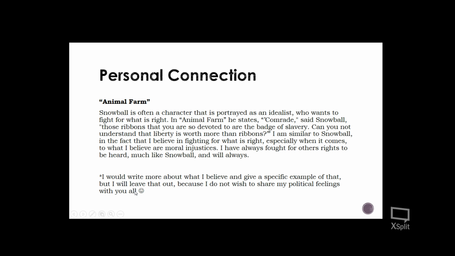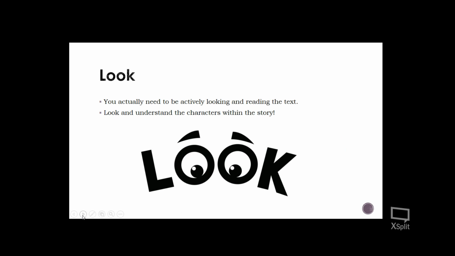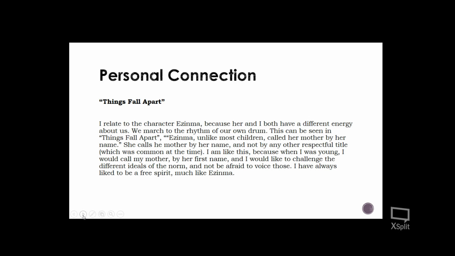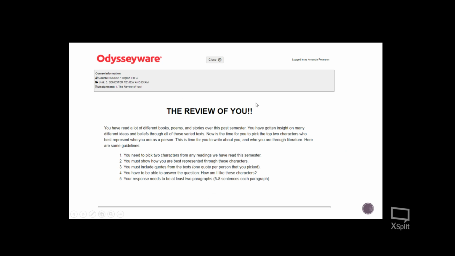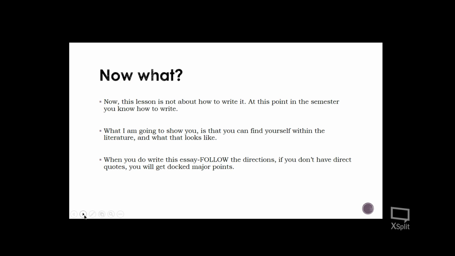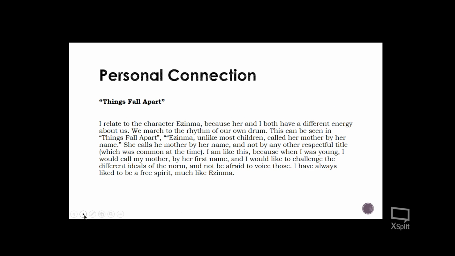Now, I will put a disclaimer. I would write more about what I believe and give specific examples of that, but I will leave that out because I do not wish to share my political feelings with all of you guys, okay? But this is where I would add more information about what that is and kind of tie it back in Animal Farm. So those are just 2 examples for you guys just to kind of understand what it is like to look at the characters, to think about them, to connect them, and to relate to them. So when you do go write this final essay before your semester end exams for this class, you guys kind of know how to approach it, and just so that you guys are thinking about it.